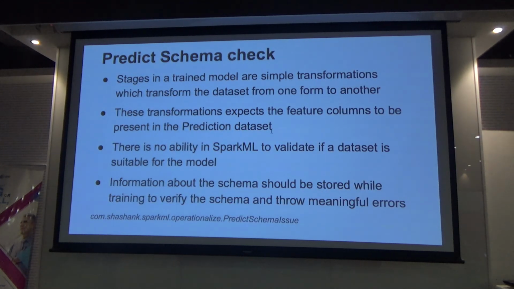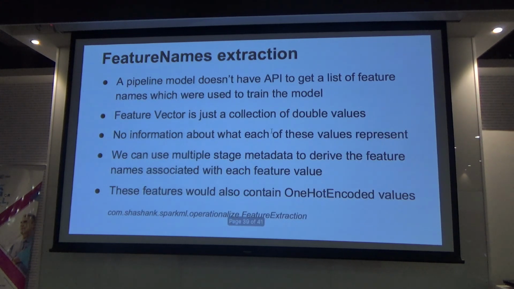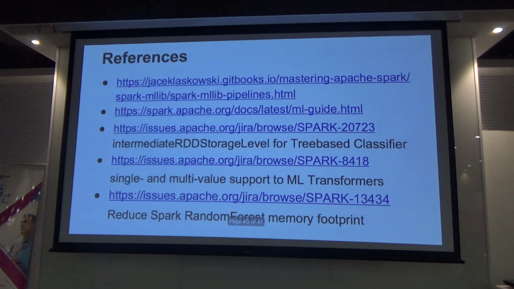Next is predict schema check. Whenever you go through predict, Spark does not have the ability to validate the schema it requires for a pipeline, because it throws random runtime exceptions. So the user has to manually check the schema whenever he gets predict data to validate. Next is feature names extraction. You can look at the code and you will be able to do that. This is a set of references we have. We have a few issues linked to the Jira links and also the documentation link. So this is it in terms of ML productionizing.